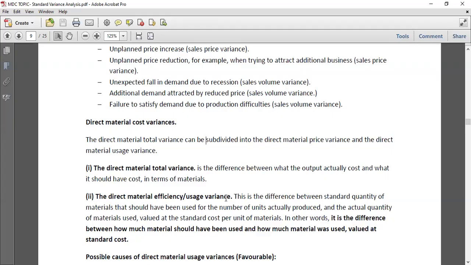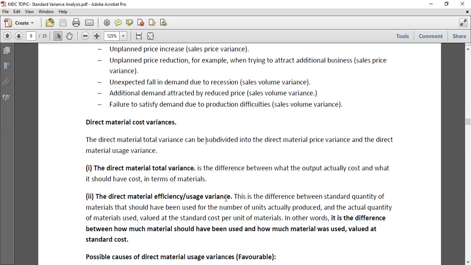Now, just in case, instead of using 2 kgs, you actually used 2.5 or 3 kgs. That would have caused what? That would have caused a direct material efficiency or usage variance, meaning that you used more material than you would actually have needed to use. So we're able to determine that variance accordingly. That is good to note.